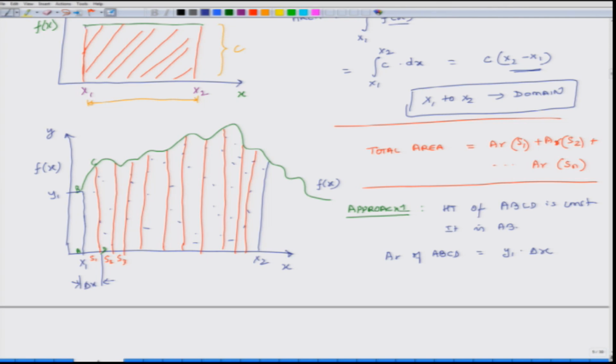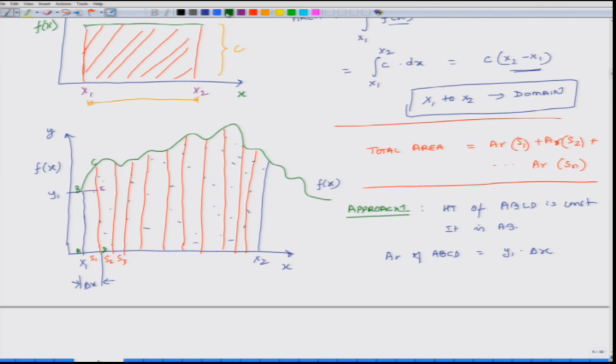Is this clear? So basically what I am saying is that this complicated shape ABCD is not that, but I can approximate it as something like this. So effectively what I have calculated is not ABCD, but the area ABED. Do you understand? And in this case what is the error? The error will be the area of BEC, that will be the error. This is my first approach.